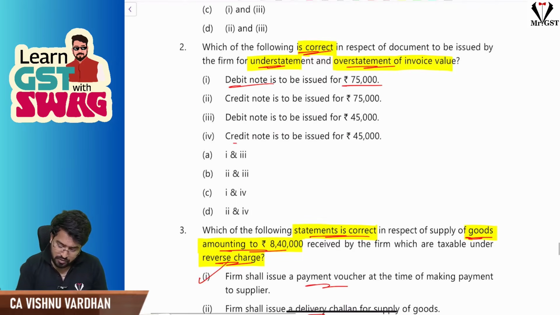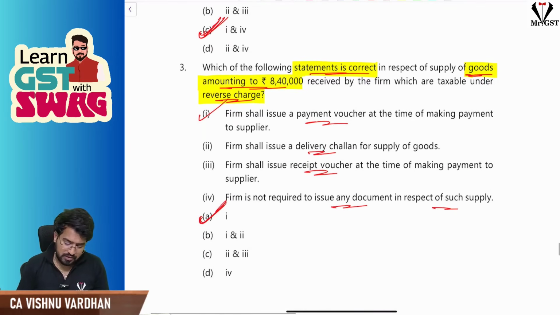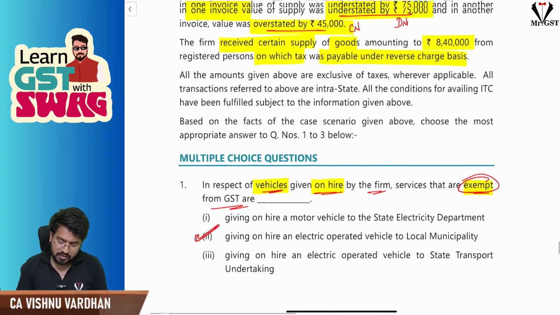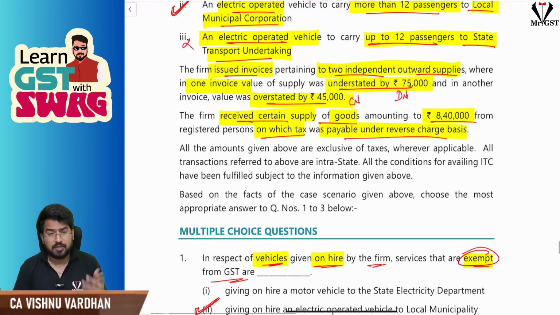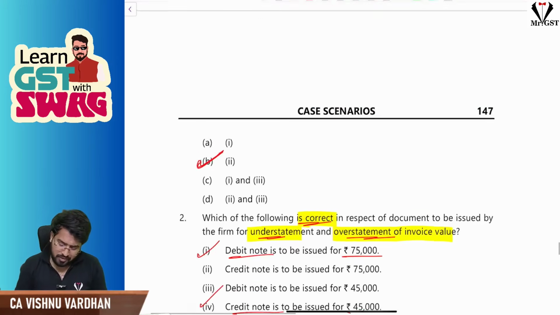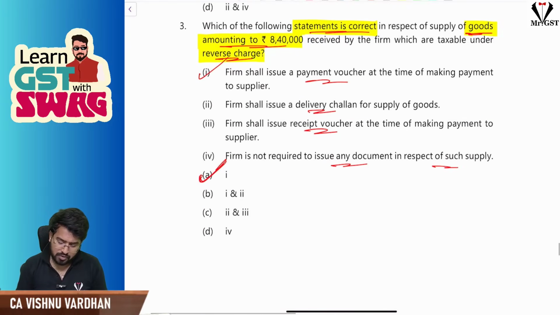75,000 debit note. 45,000 credit note. So 1 and 4. So 1 and 4. And without reading the question also, you can just answer this third question, but still for your satisfaction, they are also the same content. They have received some supply of goods 8,40,000 on which tax is payable under reverse charge. For that you will issue a payment voucher. That is the most appropriate answer.